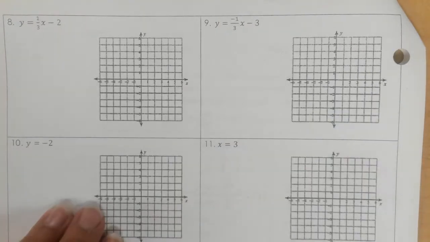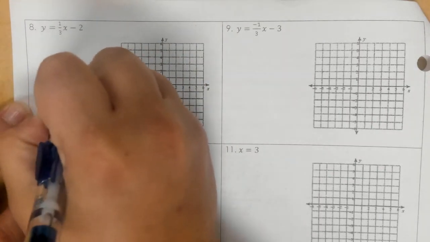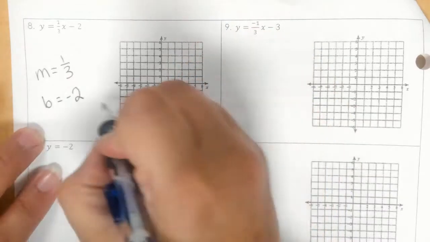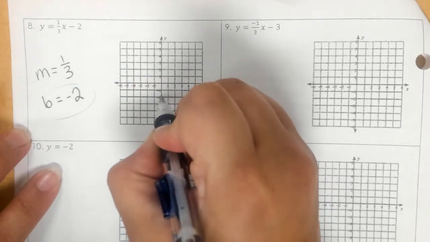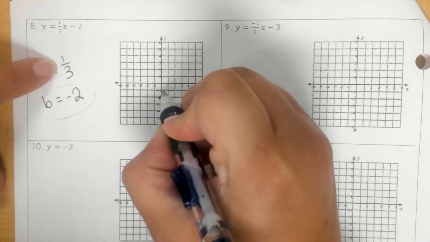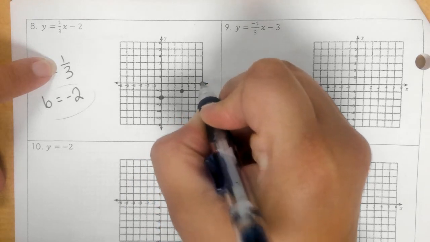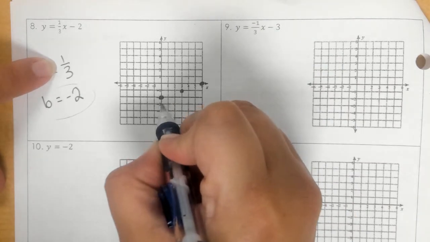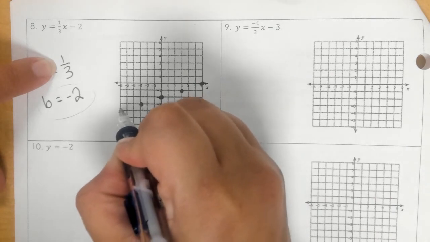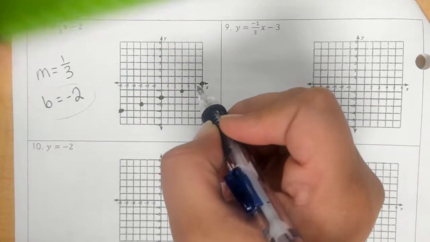Okay, so for our m, we have 1/3. For our b, we have -2. So we are going to begin at that -2 on the y-axis. And then we're going to rise 1 and run 3. Okay, and then we're also going to go down 1, left 3. And graph our line, make sure we have our arrows.